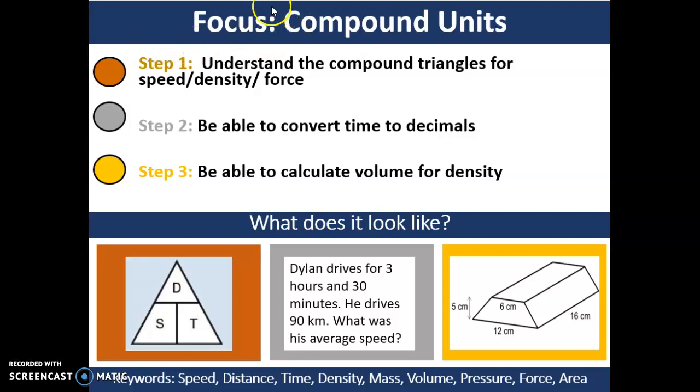Right, focus for today, it's on compound units. So there are 3 steps. Very first step is understand the compound triangles for speed, density, and force. Second one, be able to convert time to decimals. So many people get mistakes on this one. And finally, be able to calculate volume for density. This is what it looks like, and here are the keywords.